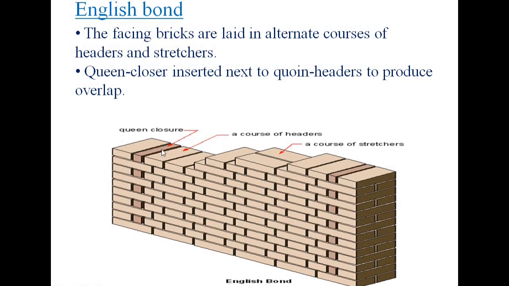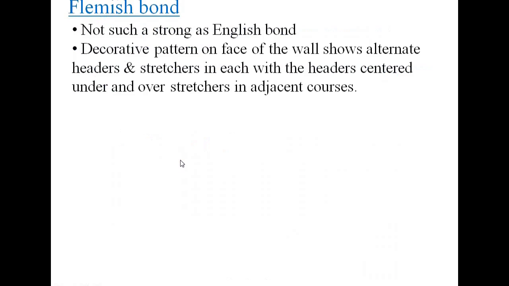Here you can see the queen closure is there. It is inserted to avoid the continuity, to break the continuity of the wall. We have used the queen closure here to make the anchorage, or to break the vertical joints. There is a course of header and an alternate course of stretcher. So this is the course of a stretcher, and this is the course of a header. You can see here. So this is about the English bond.